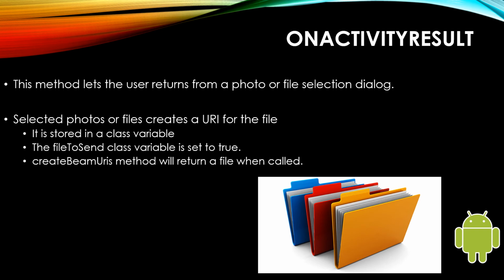The onActivityResult method is called when the user returns from a photo or file selection dialog. If the user selected a photo or file, a URI for the file is stored in a class variable, and the file to send class variable is set to true. The result of this is that the createBeamUris method will return a file in the form of a URI when called.